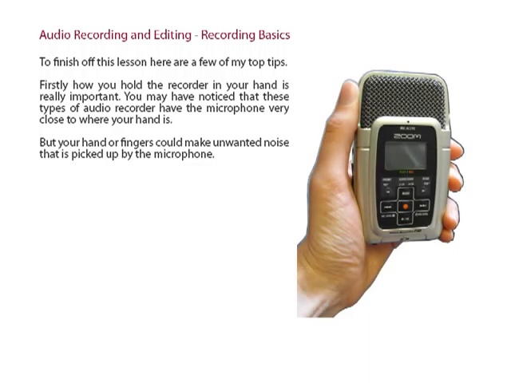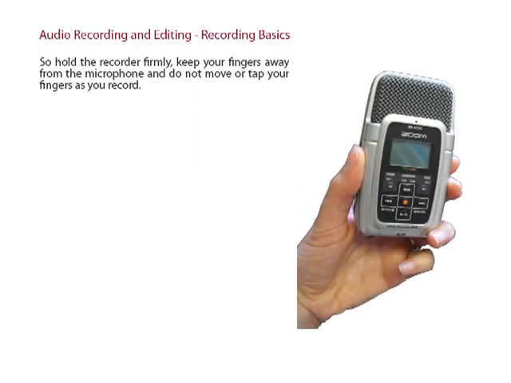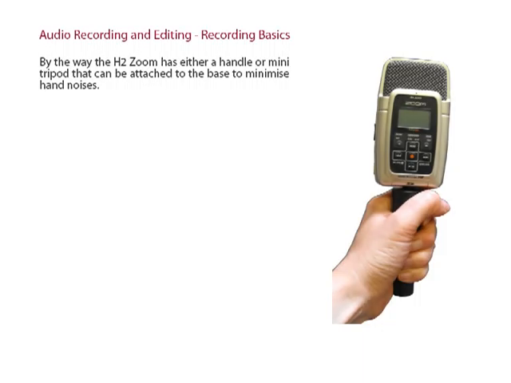To finish off this lesson, here are a few of my top tips. Firstly, how you hold the recorder in your hand is really important. You may have noticed that these types of audio recorder have the microphone very close to where your hand is. But your hand or fingers could make unwanted noises that are picked up by the microphone. So hold the recorder firmly, keep your fingers away from the microphone, and do not move or tap your fingers as you record. By the way, the H2 Zoom has a handle or mini tripod that can be attached to the base of the device to minimise hand noises.